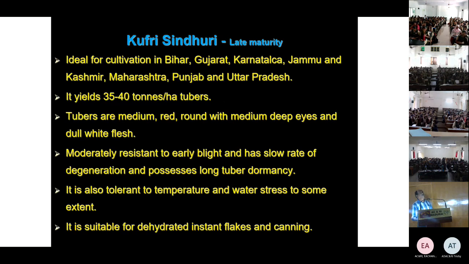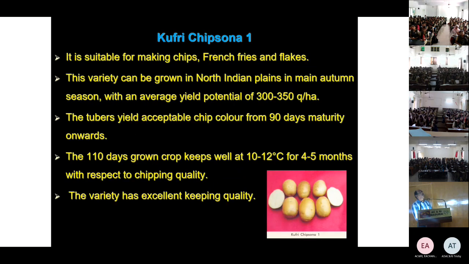It is a late season variety suitable for Gujarat, then Jammu and Kashmir, Maharashtra, Punjab, and Uttar Pradesh. Then 35 to 40 tons per hectare, moderately resistant to early blight and has slow rate of degeneration and possesses long tuber dormancy. It is also tolerant to temperature and water stress to some extent, suitable for dehydrated instant flakes and canning potato. Next, these varieties are suitable for making chips.